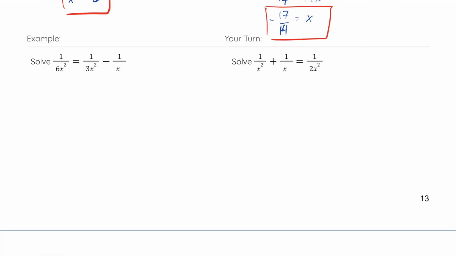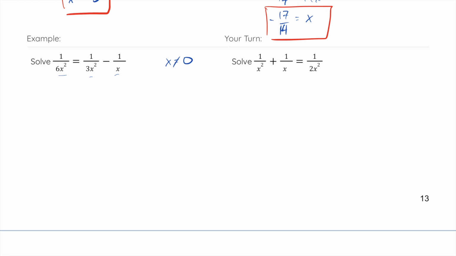All right, we'll continue with these ones here. So this one here, I see the x squared and x. But I know that x cannot equal 0, so that's my excluded value in this case. Now there are a few different ways to approach this. One way would be to combine the fractions on the right side together into one fraction.